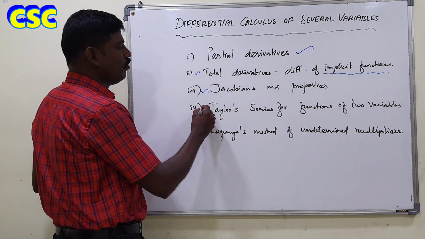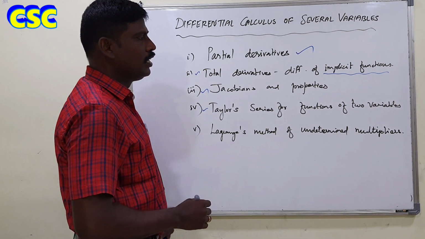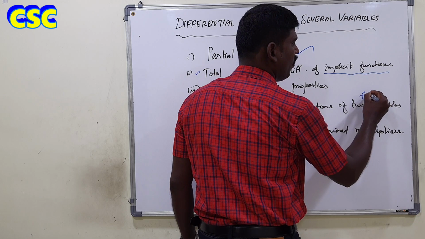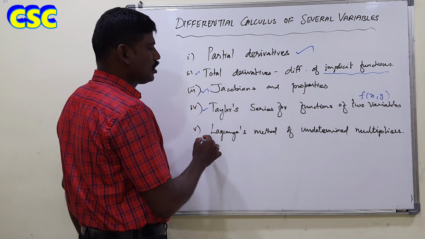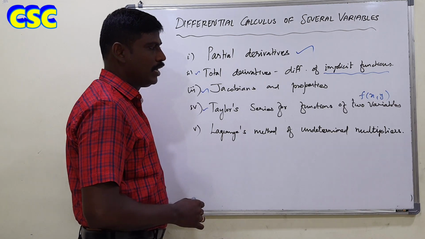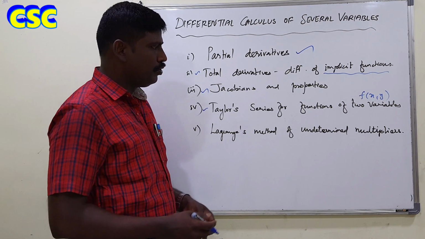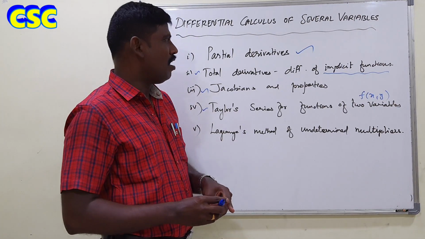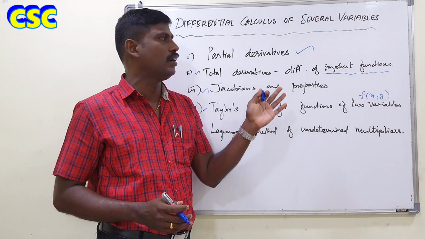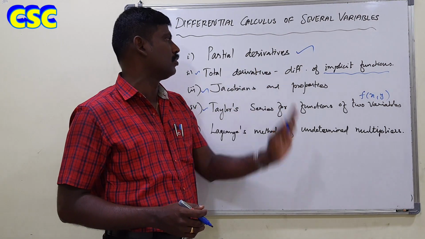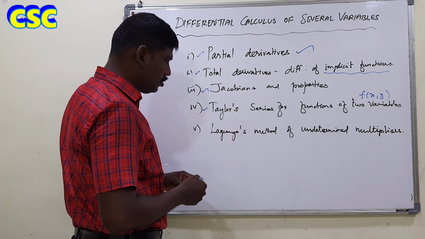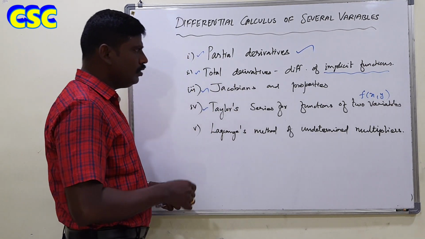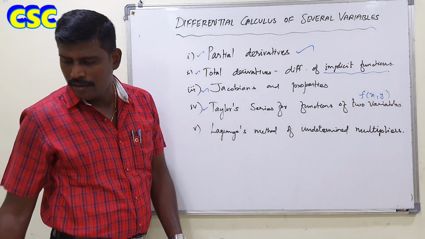The fourth one is Taylor series of a given function in two variables, f of x comma y, a function with two variables. The last one finally, Lagrange's method of undetermined multipliers. It's also new to you. So all these areas are not difficult, very easy to score full marks. Today I am going to take the partial derivatives. We will discuss the other topics one by one.